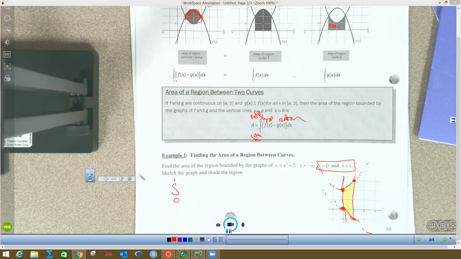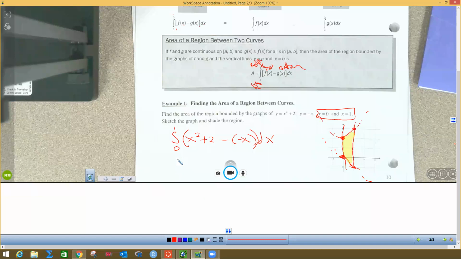So when I do this problem, we're again going left to right, 0 to 1. The top's the parabola, so this is going to be x squared plus 2, and then minus the bottom one, which is negative x dx. Okay, so that's my equation that I want to do. First thing you want to do is change these two negatives to a positive, and I'm also going to put them in descending order. So when I do that, I'm going to get the integral from 0 to 1 of x squared plus x plus 2 dx.